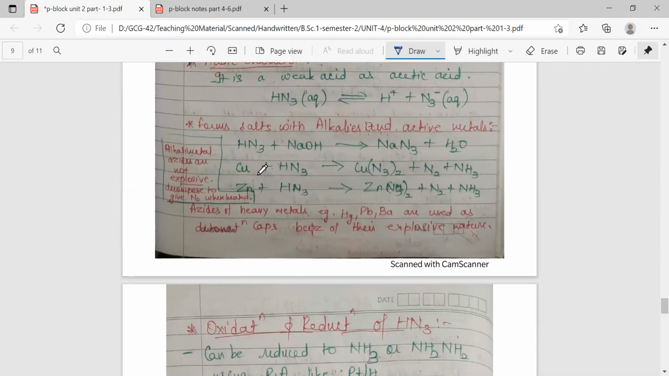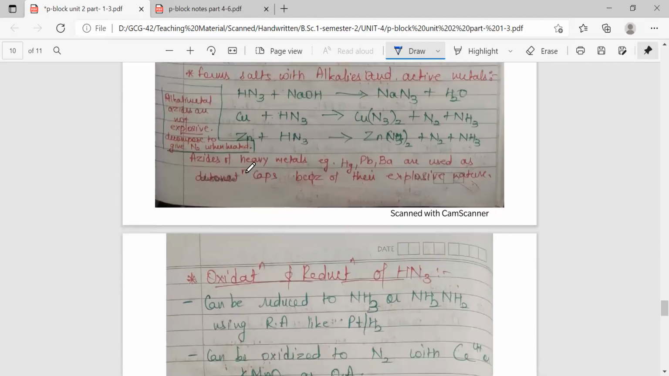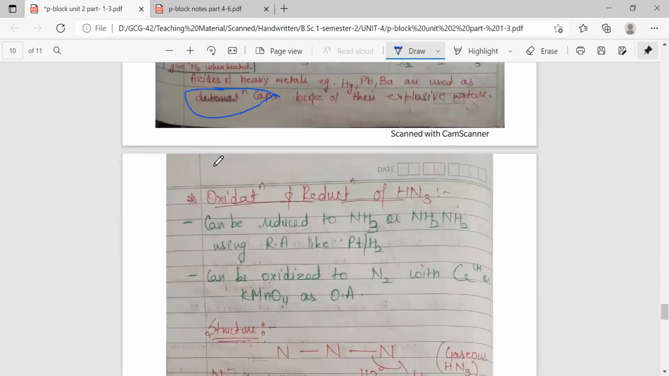So alkali metal azides, which are obtained here, are not explosive. They will decompose to give nitrogen when heated. Azides of heavy metals are used as detonation caps because of their explosive nature. The azides of heavy metals are explosive, but alkali metal azides are not explosive at all. So these are used as detonation caps in explosives.